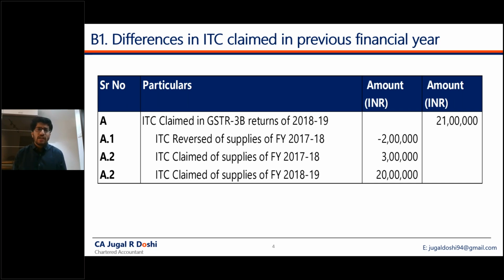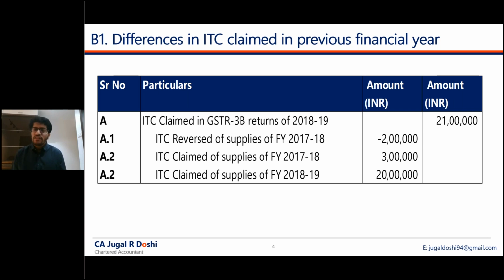So through my GSTR 3B returns, I have claimed ITC of rupees 21 lakhs. But out of the 21 lakhs claimed, 3 lakhs is in respect of inward supplies of FY 17-18, which were not claimed earlier and hence claimed in 18-19, as it is allowed to claim up to the month of September, or in case of 17-18 transactions it was extended also. Also, there were a few transactions where I had claimed ITC but they were ineligible due to section 17(5), and I have reversed ITC on them through GSTR 3B of 18-19.